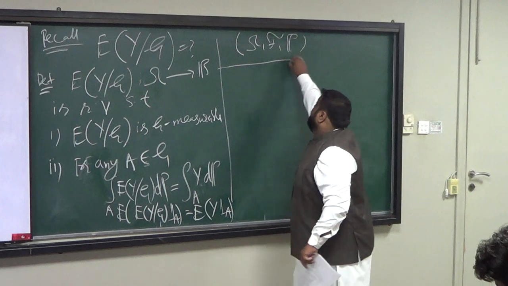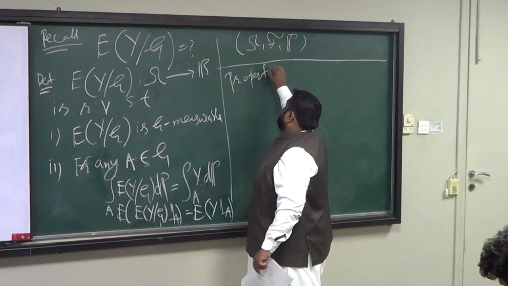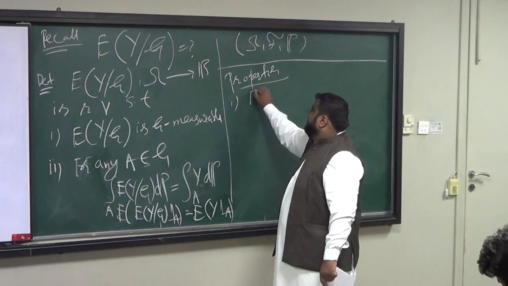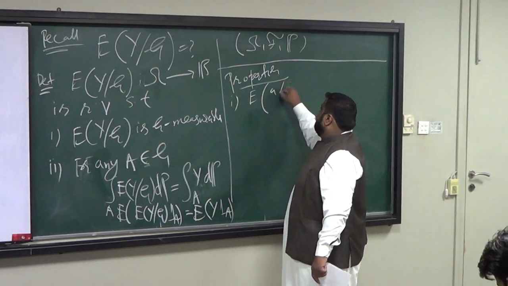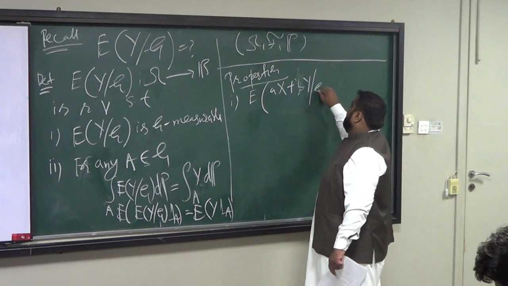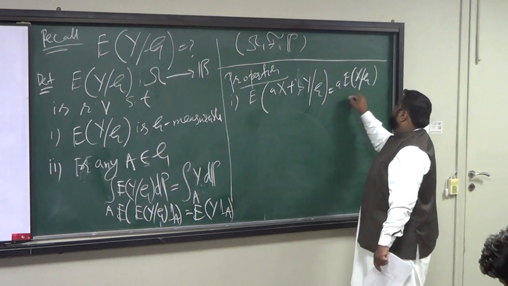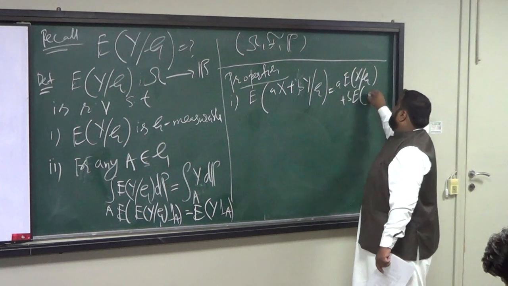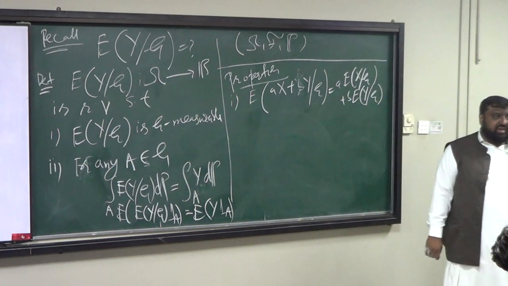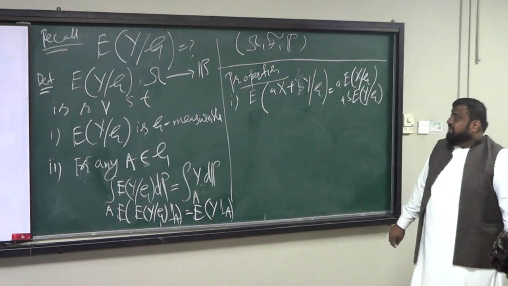What were the key properties of it? Just quickly recalling the properties. What were some of the properties of it? Conditional expectation is linear. In other words, if you have some aX plus bY given g, this is the same as a times the conditional expectation of X given g plus b times the conditional expectation of Y given g. X and Y are random variables. And obviously I'm assuming that these two conditional expectations exist.